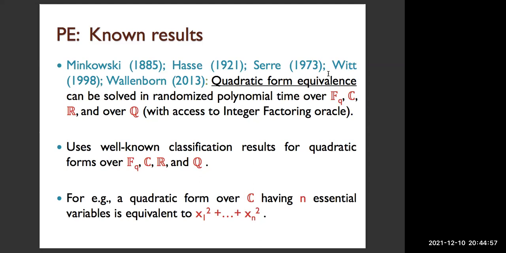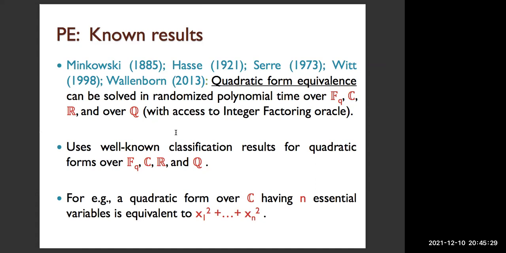Let's say, well, homogeneity is not quite required, but let's say they are, right? And we know more or less a complete solution for quadratic form equivalence. We know how to solve them in randomized polynomial time over finite fields, complex numbers, reals, and rationals with access to an integer factoring oracle, right? And the randomization part is not quite required. It's only required over finite fields, but over complex numbers and reals, we can actually do it deterministically.